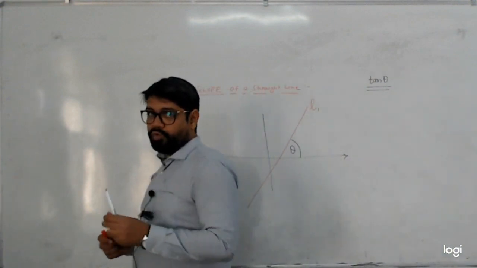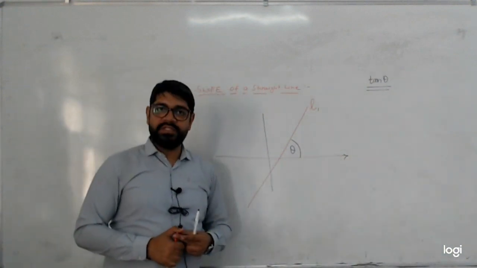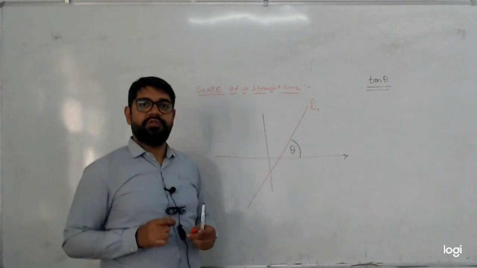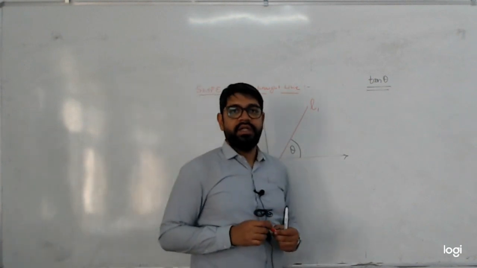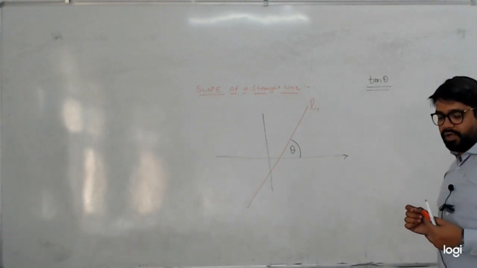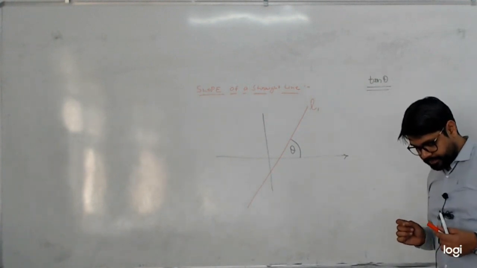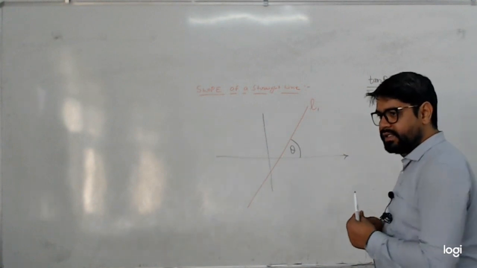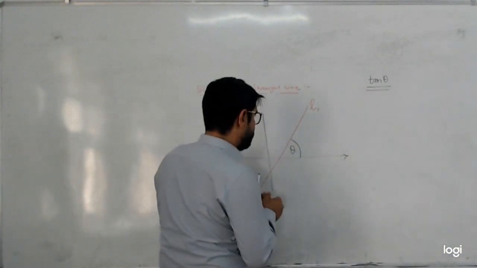ठीक है, तो पहली डेफिनेशन स्लोप ऑफ ए लाइन समझ आई क्या? It is the value of tan theta, where theta is the angle made by the line with positive direction of x-axis. Now, let us, we are given any 2 points on the straight line.